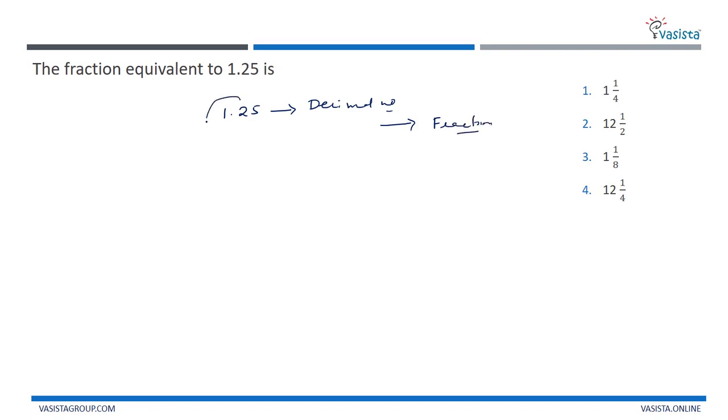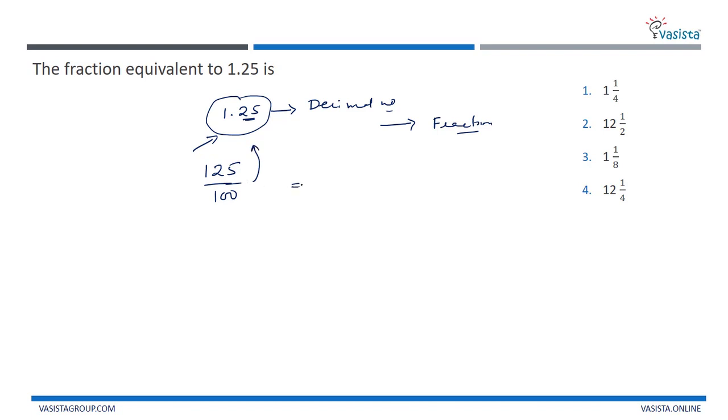So to do that, you observe the given number, and here after the decimal point there are two digits. So that's what you can do. You can just divide by 100. See, that is 125 by 100.